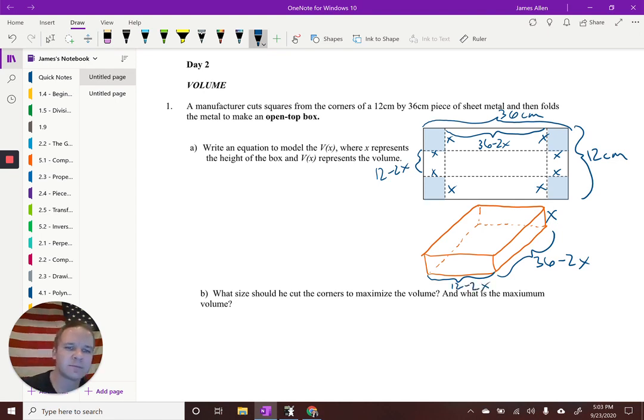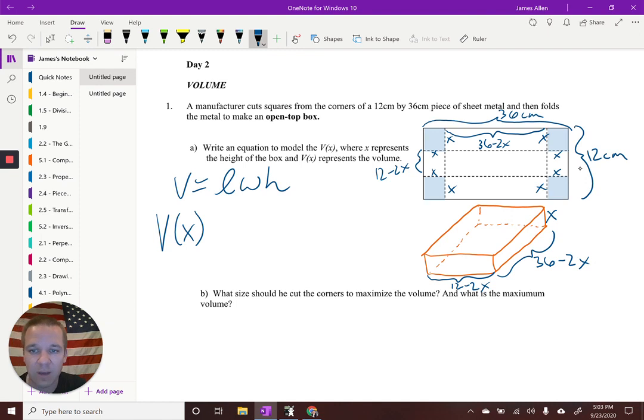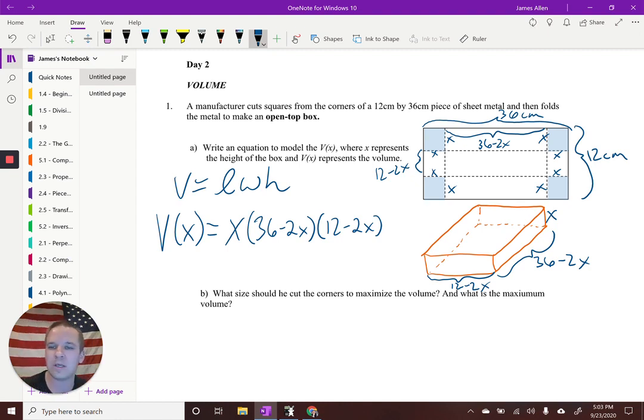When we're doing the volume of a rectangular prism, it's length times width times height, and that's what we have. So if I want to write volume as a function of x, it'll be my length times my width times my height. The length is 36 minus 2x, the width is 12 minus 2x, and the height is x. Even though the h is at the end, I think it looks better with the x out front. Okay, so there's my volume function.